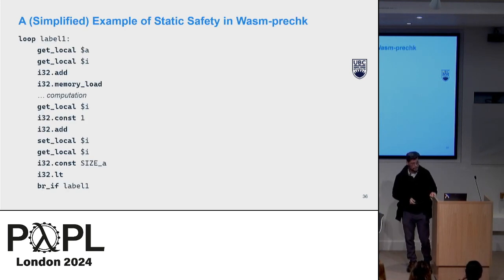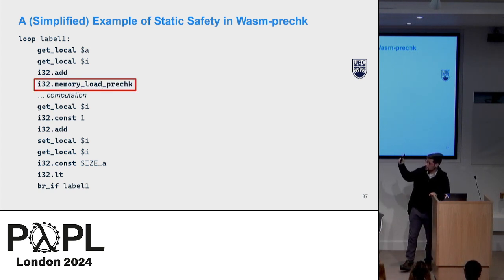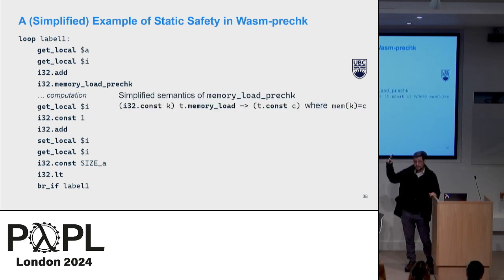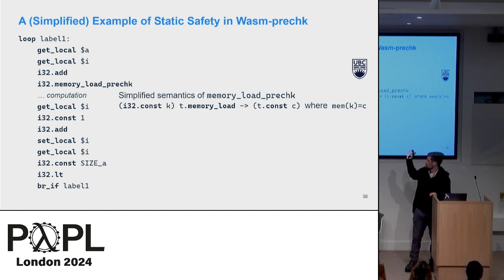So going back to the prior example, we're going to take that memory load and we're going to say, you know, I think this is safe. This doesn't need a dynamic check. So we're going to replace that memory load with a memory load precheck. Now we still have to do a bit more work, because we have to justify to the type system that this is actually safe. Because, unlike memory load, memory load precheck doesn't have a dynamic check baked into the semantics. It has to succeed.